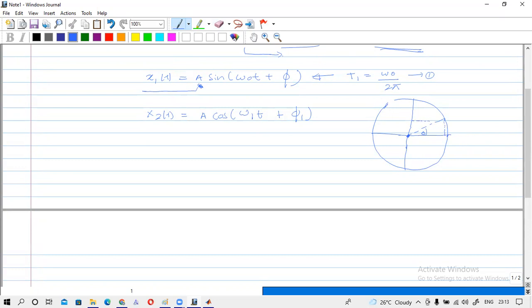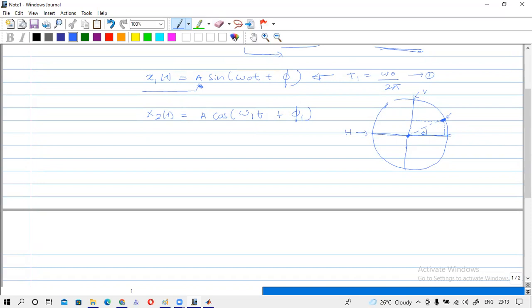we get the sine signal as a projection of this point onto this axis. And what is the cos wave? The cos wave is the projection of this point onto this horizontal axis. This is the vertical axis and this is the horizontal axis.